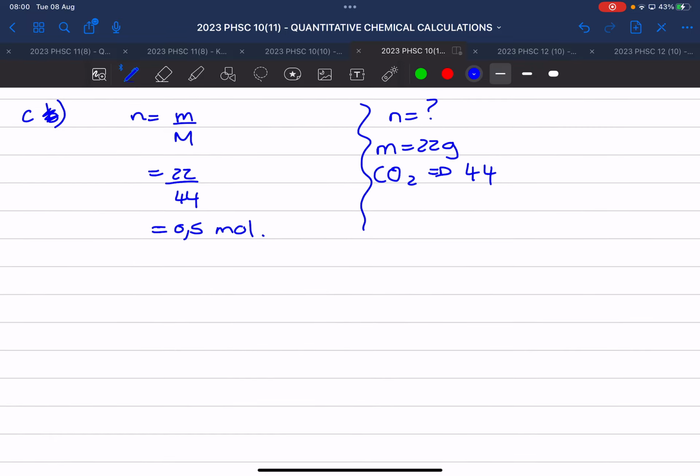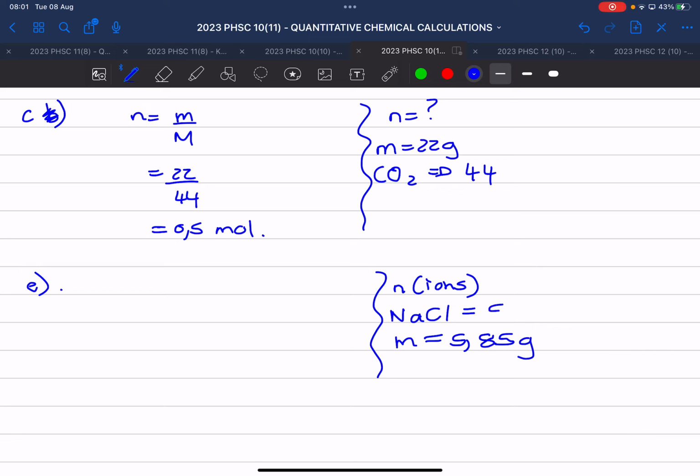Okay, and then you have to do E. They ask, how many ions, the mole of ions. Okay, so not molecules, not atoms, ions. Do we have in sodium chloride if the mass is 5.85 grams? Okay, now why do they give us sodium chloride? For the molar mass, which is 58.5. Okay, so you say right, moles is mass over molar mass.